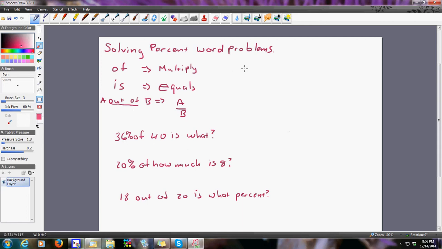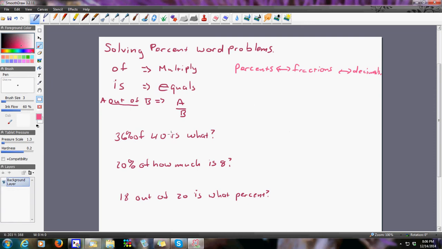Oh, you also need to know how to go from percents to fractions to decimals. And if you don't know how to do that, well, you should anyway. I have a video on converting percents, fractions, and decimals, and it's pretty good. I just made it like 12 minutes ago, so check it out.